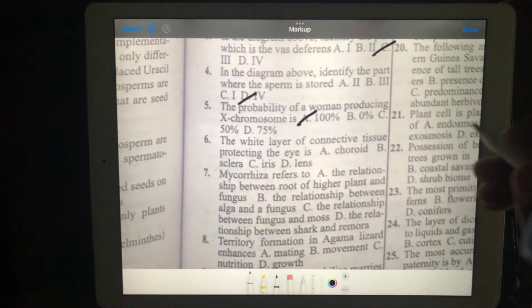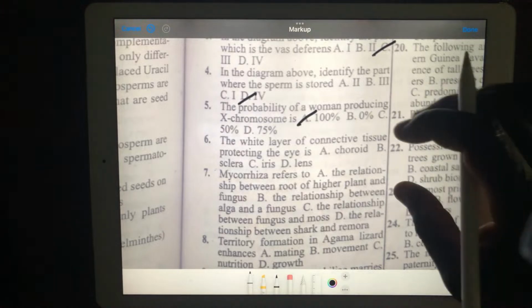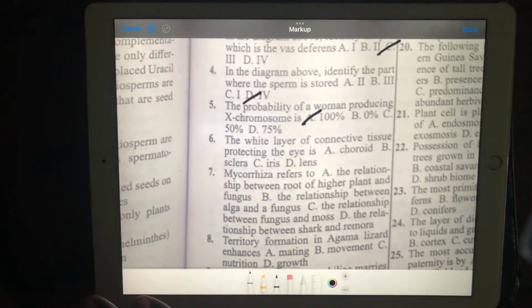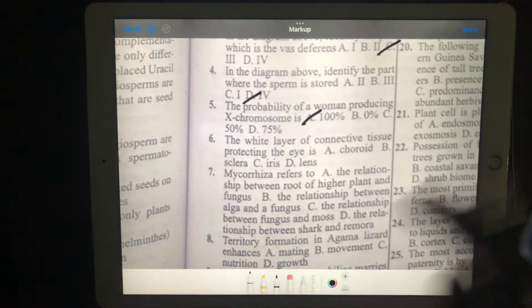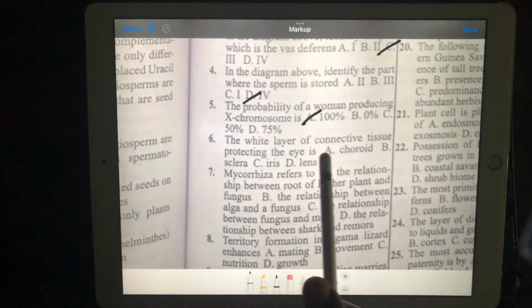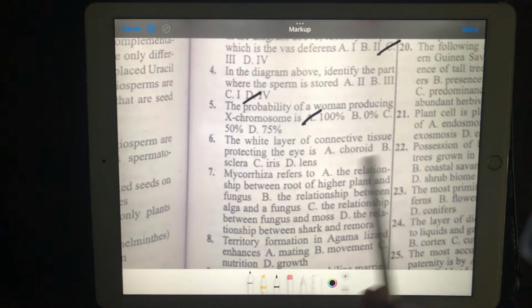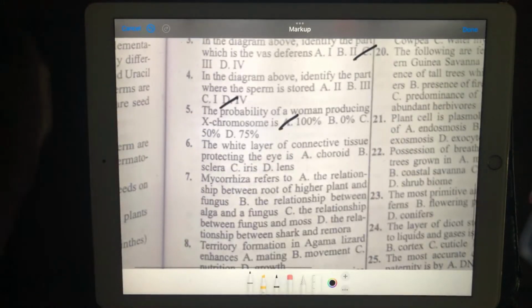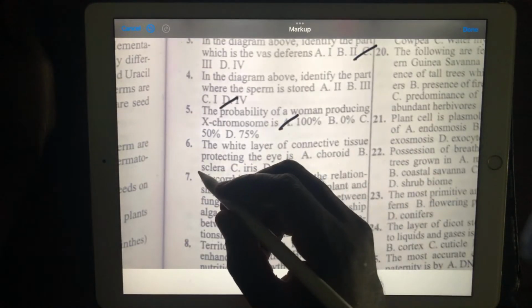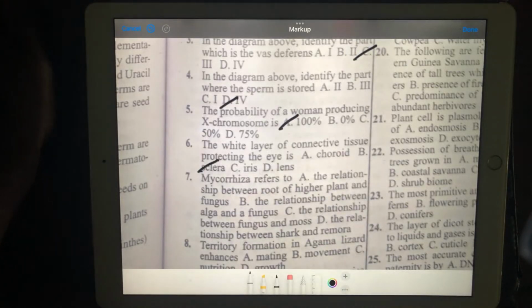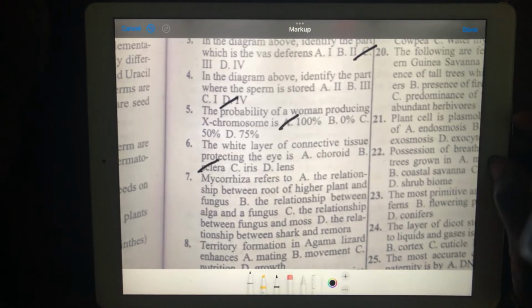So I've answered number 5. The probability of a woman producing X chromosome is 100% because she cannot give any other thing except the X. The white layer of the connective tissue protecting the eye, this is called choroid? No, it is the sclera. Remember, the eyeball is made up of the 3 layers. The innermost layer is called the retina, then the middle layer is called the choroid, and then the outer one that protects the eye is the sclerotic layer or the sclera.